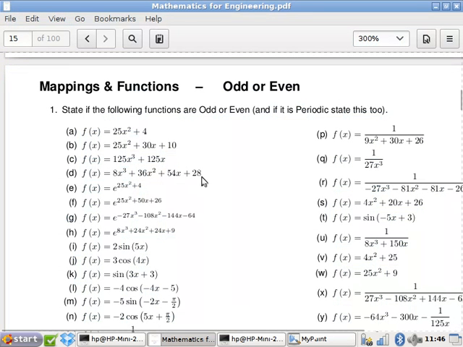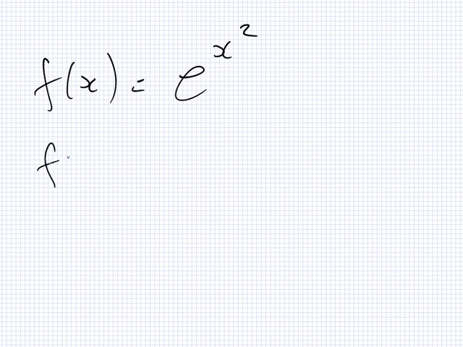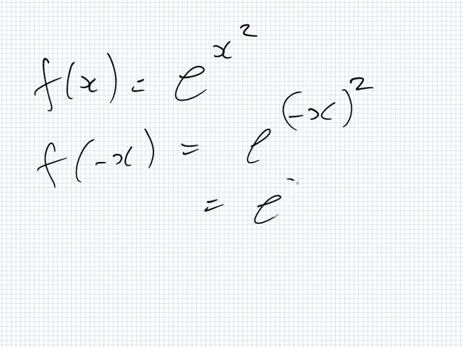D, odd or even, or neither? Well, we don't know, but I think it's probably neither. The next one? It is even, because of the square in the power. You could check it out, for example, if I have e to the x squared as f of x, then what's f of minus x? That would be e to the minus x squared, so this one is even.